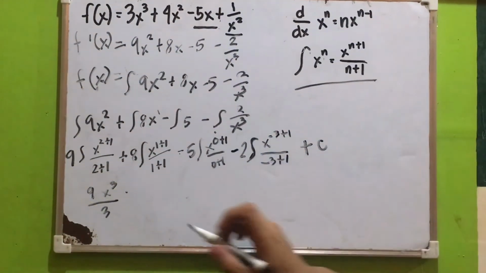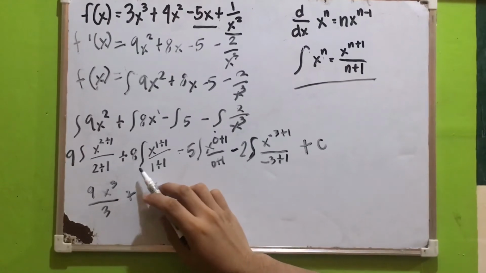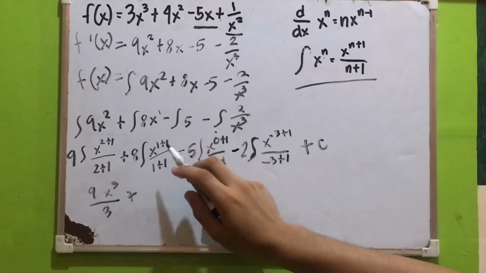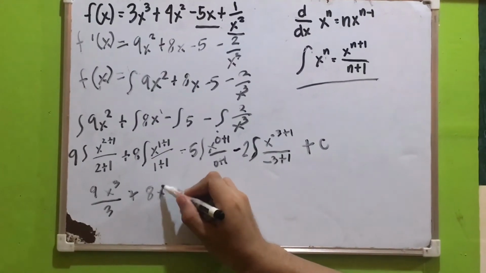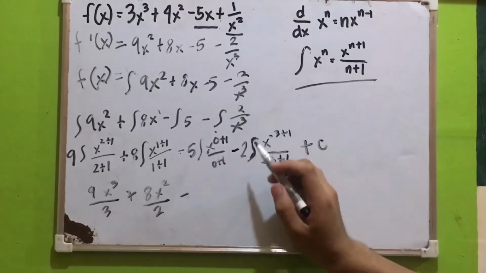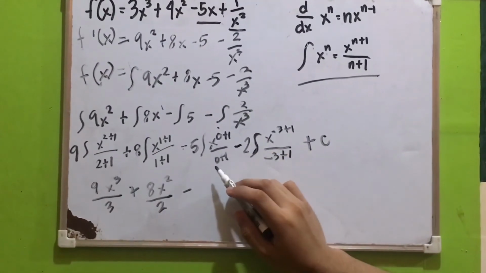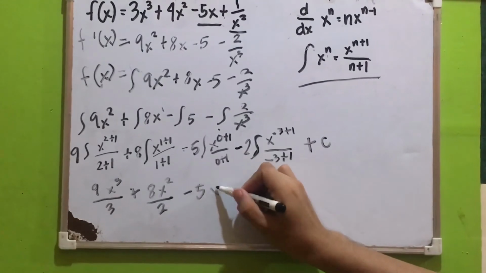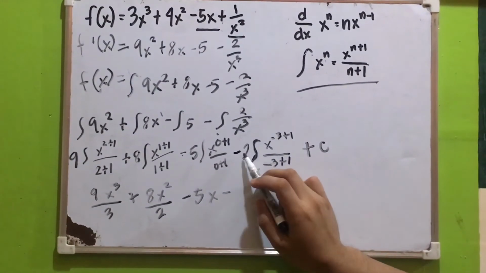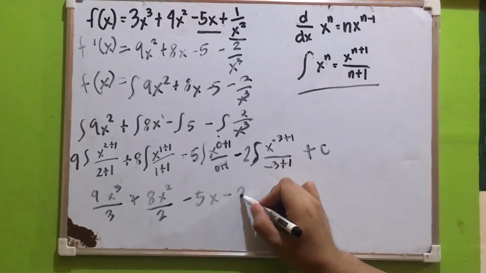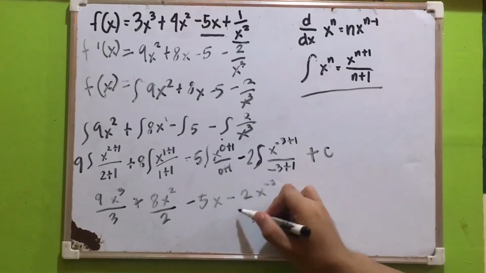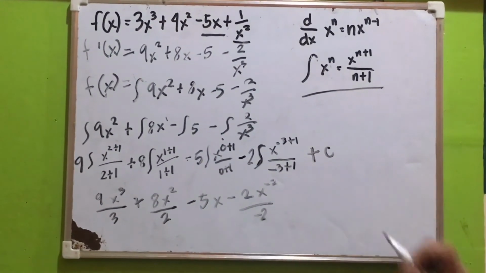Then next is 8 multiplied by x raised to the power of 1 plus 1, that's 8x squared, over 1 plus 1 is 2, minus 5 times x raised to the power of 1 over 1, that's equal to 5x, minus 2 multiplied by x raised to the power of negative 2 over negative 2.